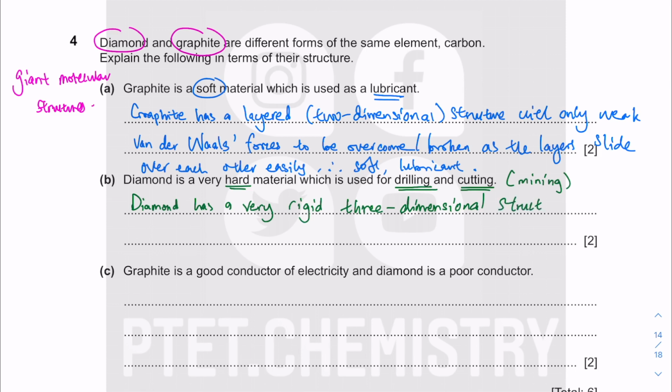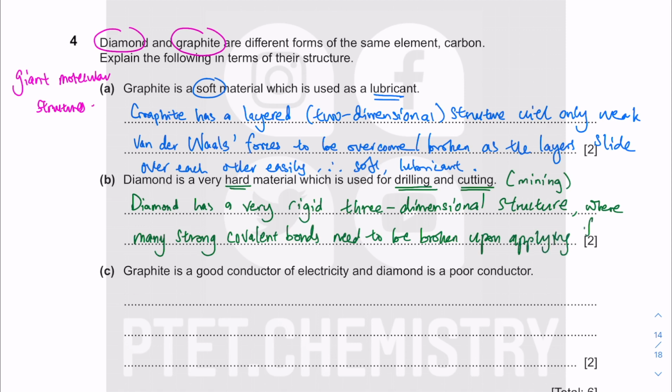It is instead a rigid three-dimensional structure where many strong covalent bonds need to be broken upon applying force. Therefore, it is very hard. It's to do with the structure as well as what needs to be broken. The structure of graphite here is like this, and you're not breaking covalent bonds, you're just sliding over the layers.